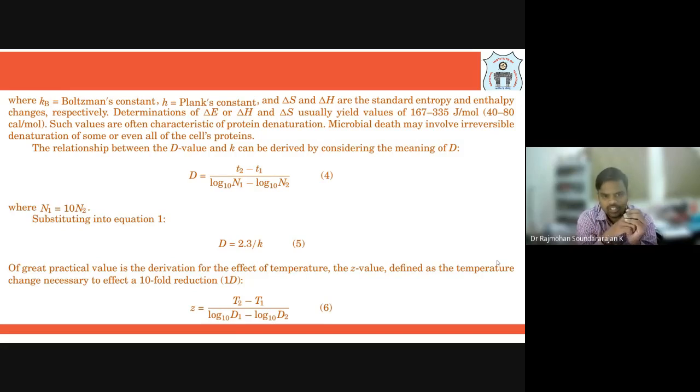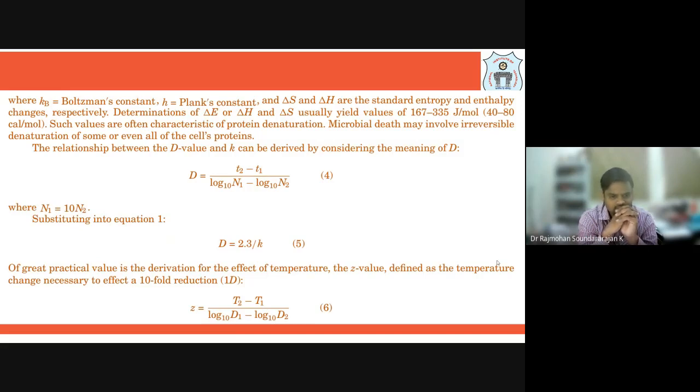So the relationship between the D value and the K can be derived, and this equation we have to make use of. D equals (T2 minus T1) by (log base 10 N1 minus log base 10 N2). We know that the D value is defined so that N1 should be 10 times N2, right? That's what we define the D value as: the time in which the population of the microorganism is reduced to 1/10 of the initial value. So you have N1 equal to 10 times N2. If you substitute that, we get a relationship between D and K, that is D equals 2.3 by K.